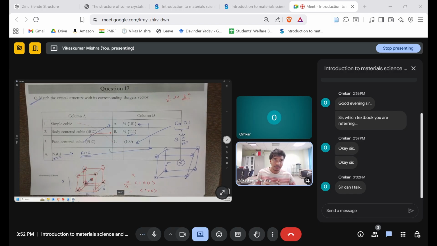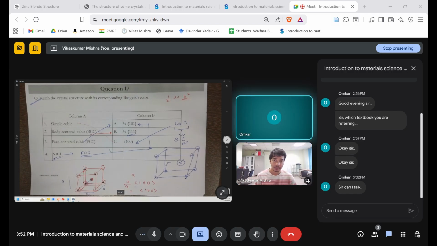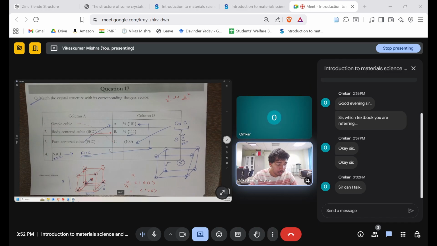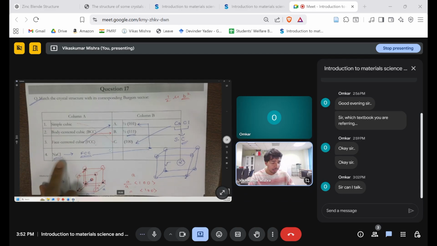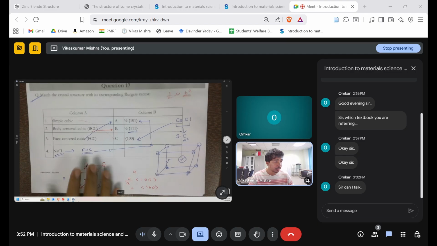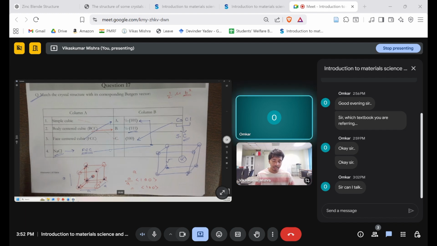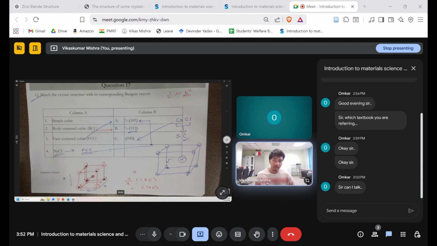Any doubt in this? Sir, should we mug up these vectors? No, we don't have to mug up. What we need to do is remember the structures at least. NaCl I know is FCC, and CsCl I know is simple cubic. There are a couple of standard structures. These structures are frequently used. So just by reading the papers, books, and all, you will get it in the mind.